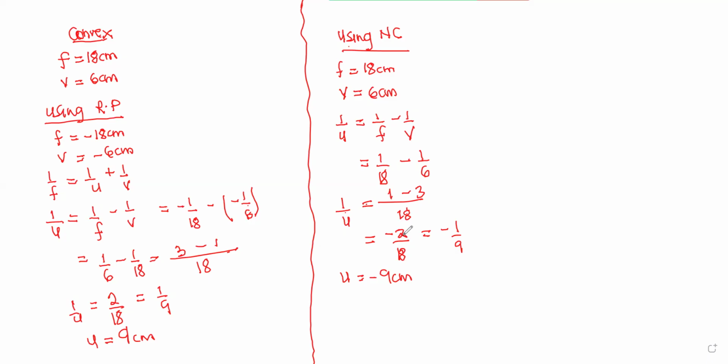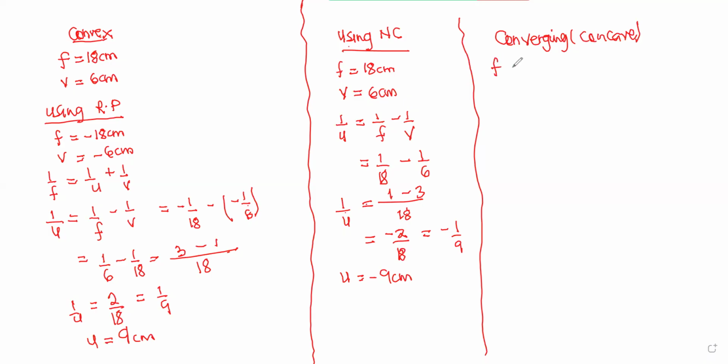So let's quickly look at this. I've just posted that question on the page. A convergent mirror has a focal length of 30 centimeters. Abinema, please mute yourself. So this time around, it's a convergent mirror, convergent or concave. And we are told it has a focal length of 30. So F is equal to 30 centimeters.